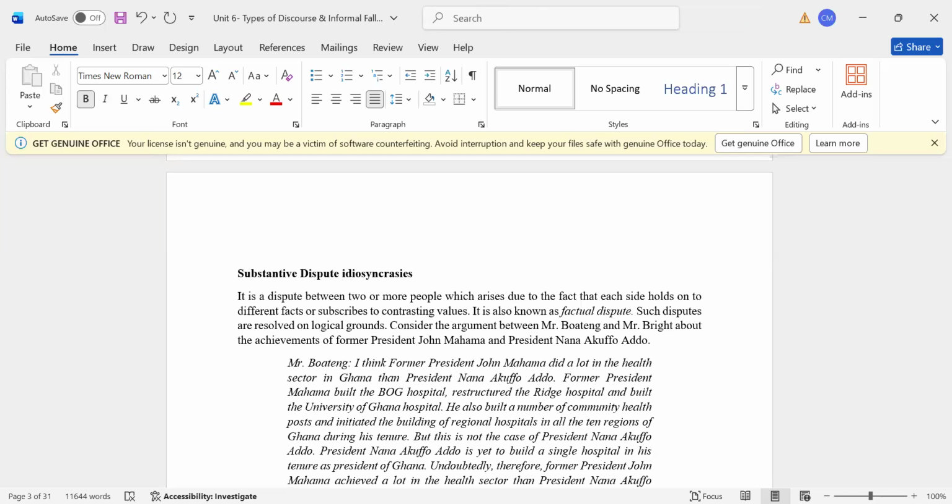Based on your idiosyncrasies. Idiosyncrasy simply means your likes or dislikes, your biases. You may have a bias in favor of something or a bias against something.